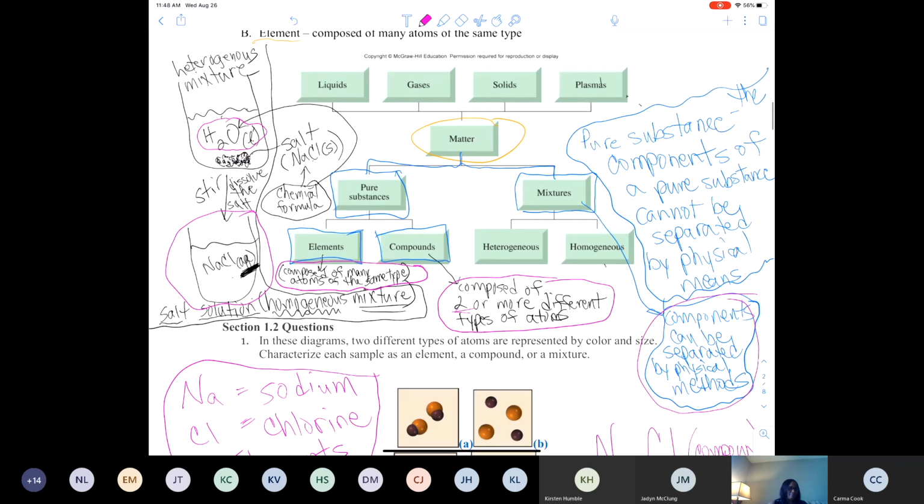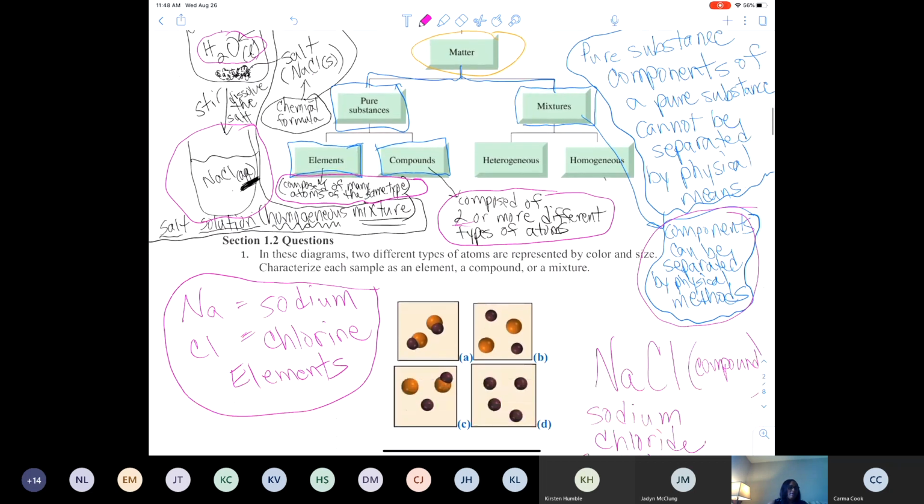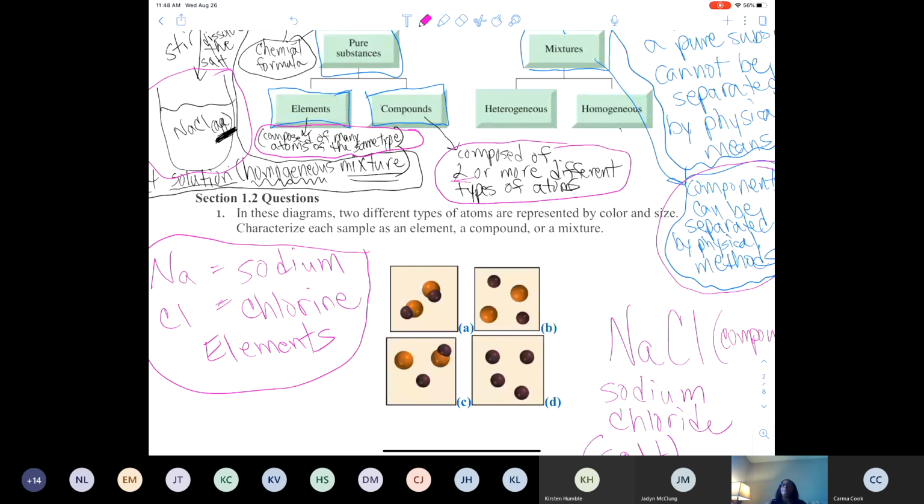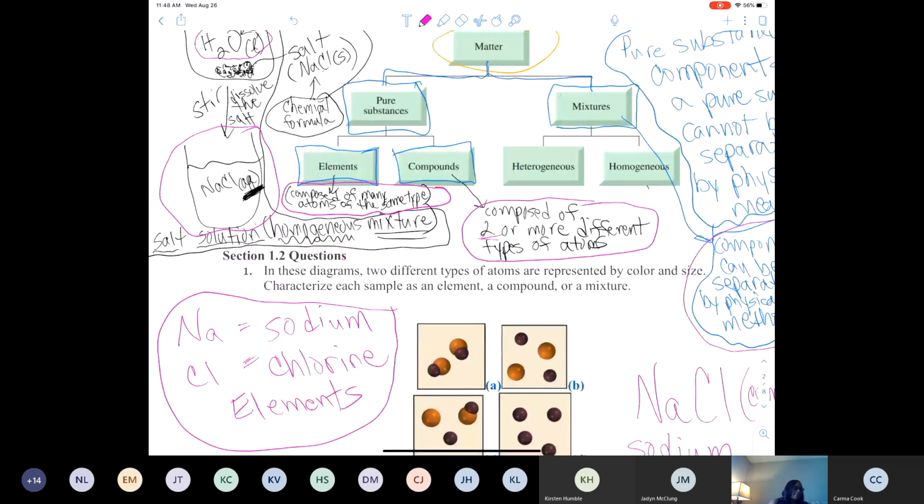Now, elements and compounds. Elements are made up of atoms of the same type. Compounds are made up of two or more different types of atoms. Can I use physical methods? For instance, my sodium chloride, NaCl. If I want to separate this sodium, Na, from the chlorine atom, Cl, can I use a physical method to separate those two atoms from each other? Can I use evaporating or filtering to separate that sodium atom from that chlorine atom?